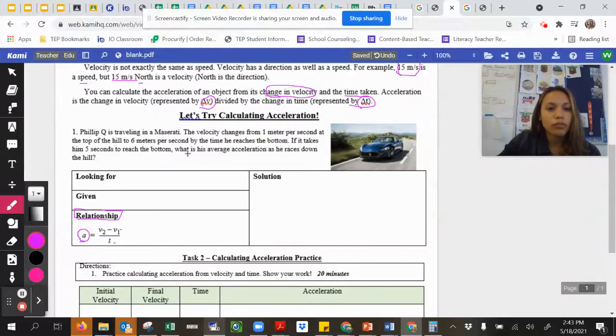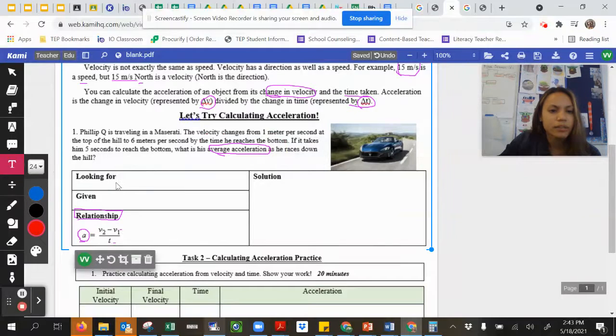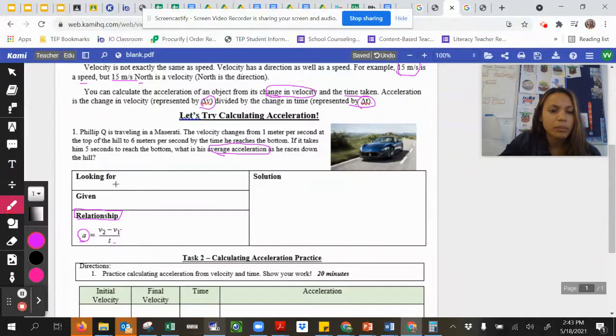Now, what are we looking for? What is the average acceleration? Well, we are looking for acceleration, so we would type that in here. Is it not letting me type? Okay, cool. Anyway, we're looking for acceleration. You should write this neater than me. And what are we given?